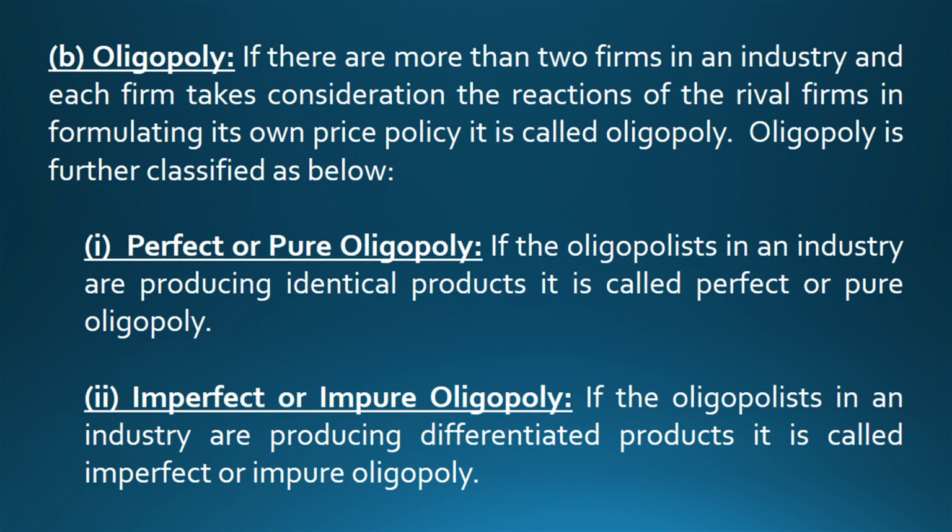B. Oligopoly. If there are more than 2 firms in an industry and each firm takes into consideration the reactions of the rival firms in formulating its own price policy, it is called oligopoly. Oligopoly is further classified as below. 1. Perfect or pure oligopoly. If the oligopolists in an industry are producing identical products, it is called perfect or pure oligopoly. 2. Imperfect or impure oligopoly. If the oligopolists in an industry are producing differentiated products, it is called imperfect or impure oligopoly.